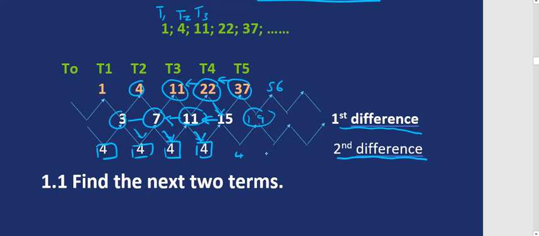And of course, we are looking for two terms. This is term 6. We are also looking for term 7. So let's add 4 again. 19 plus 4 is 23. 56 plus 23 will give us 79. So our next two terms will be 56 and 79. All right, let's move on.